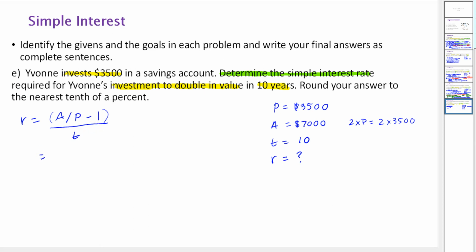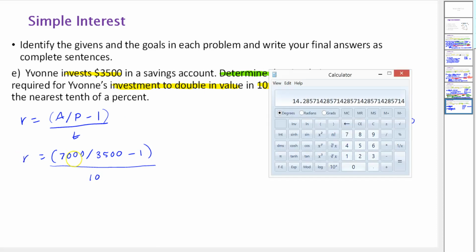So we have 7,000 for A divided by P, which is 3,500, minus 1, all divided by T, which is 10 years. And that will equal r. Okay. Now, we could actually do this in our heads. We know that this is 2 times 3,500. This will be 2 minus 1, which is 1. Then we'd have 1 divided by 10, which is 10%. But in case you didn't see that, that's okay. Let's put it in the calculator.